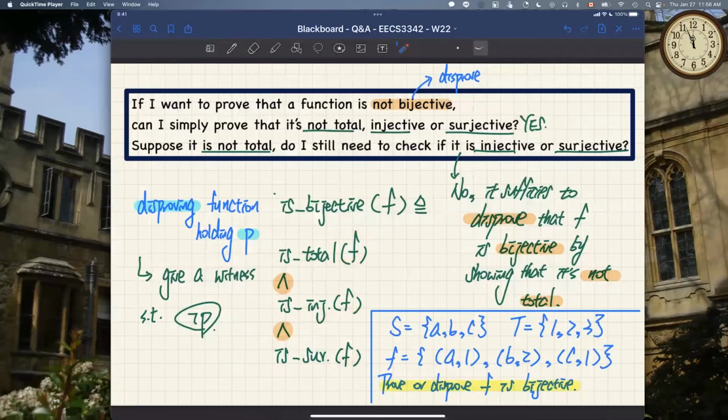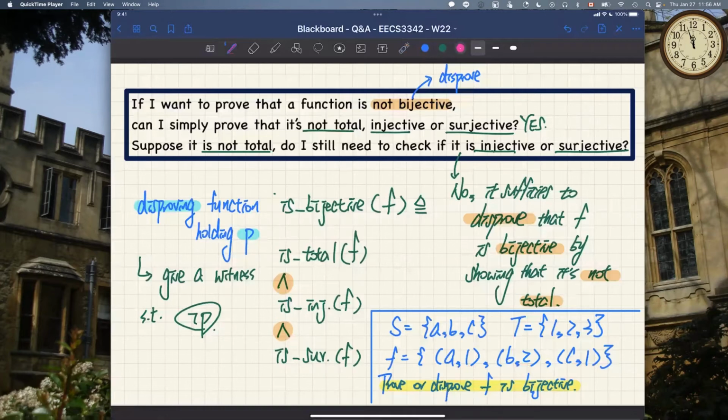If you can show that either one of them is actually false, in that case, it will be sufficient to conclude it is not bijective. What about in this case? Can you choose any one of them to show that it's false? Sure. Let's pick the surjective. There exists some element in T such that there's no mapping to it. So we'll take 3. There's nothing that maps an element from S to 3. Exactly. So that would be one.